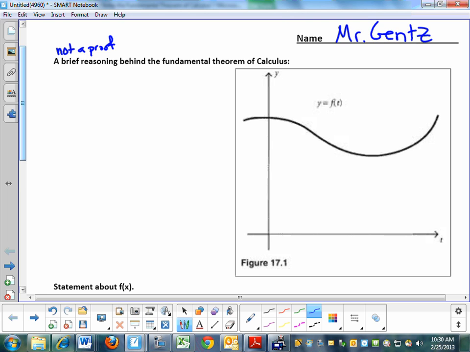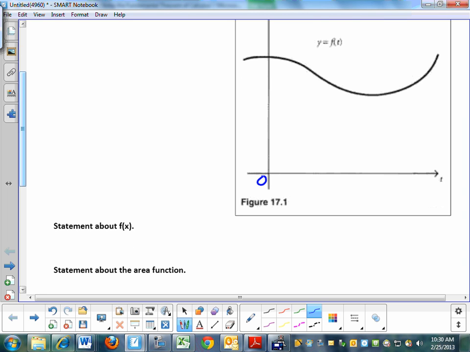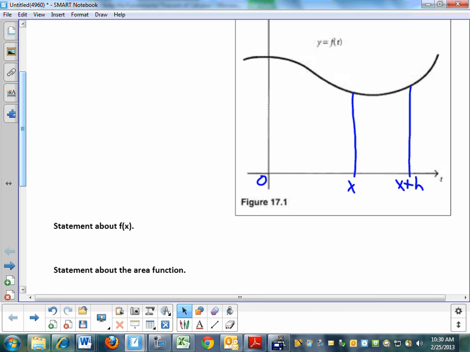So anyway, all right, we have this area right here. We're going to call that 0. We are going to call this x, and we're going to call this x plus h. Okay, so if I do that, what is this width right here? It is h. You guys remember that from a long time ago.